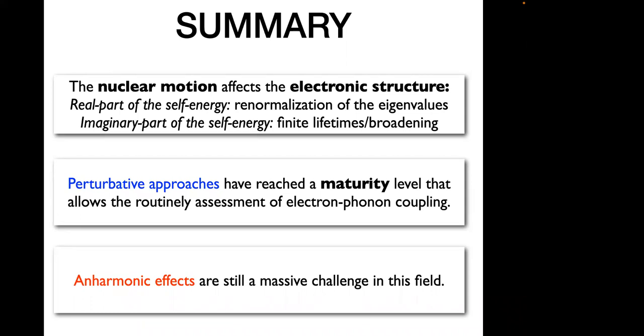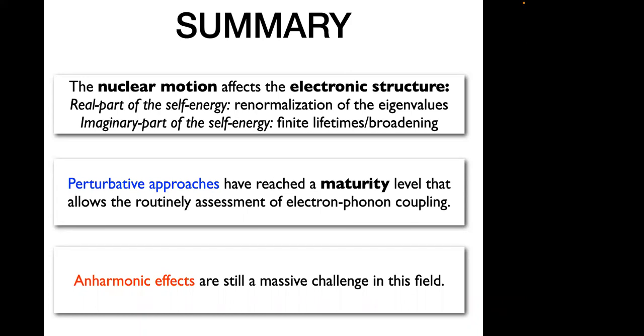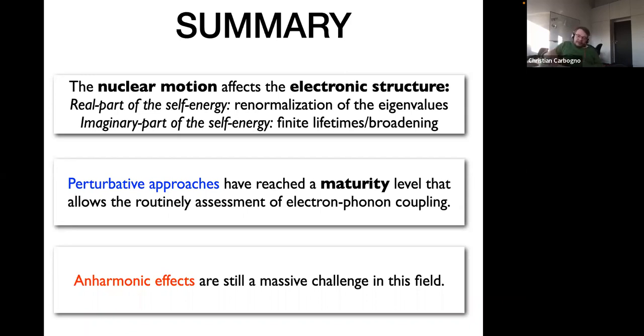So this anharmonic effects is still a massive challenge. How far is it in terms of maturity? I tried to show this case of strontium titanate, where in principle all anharmonic effects have been accounted for. But that was essentially for the real part of the self-energy. In principle, you can do the exact same thing for imaginary parts of the self-energy, to then also calculate charge transport out of it.